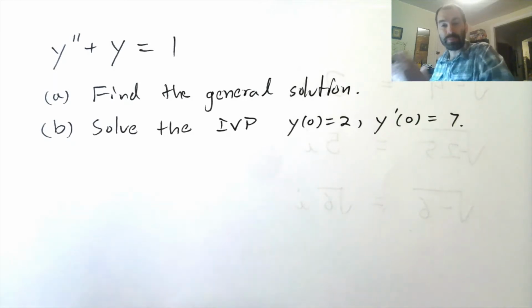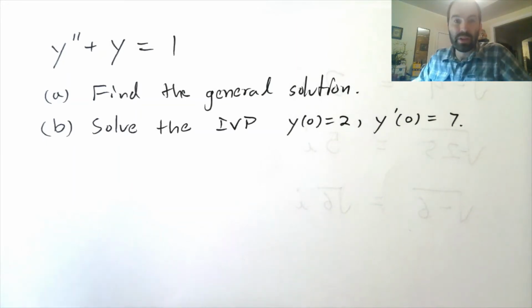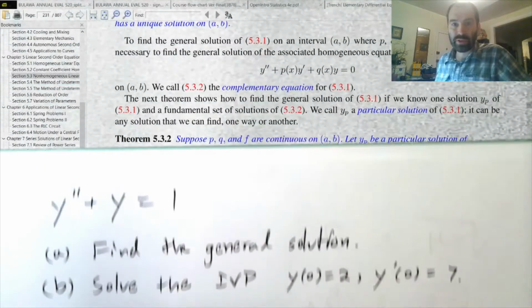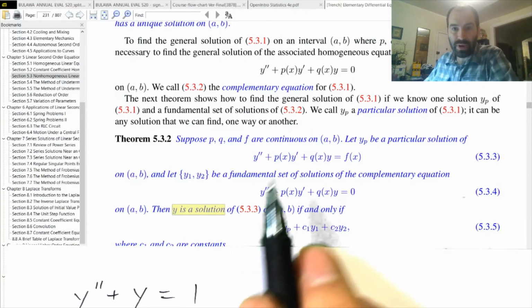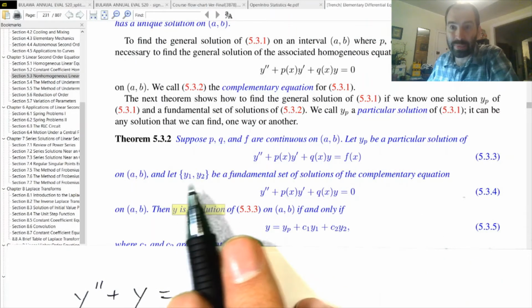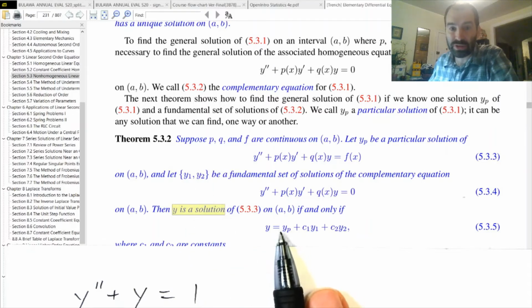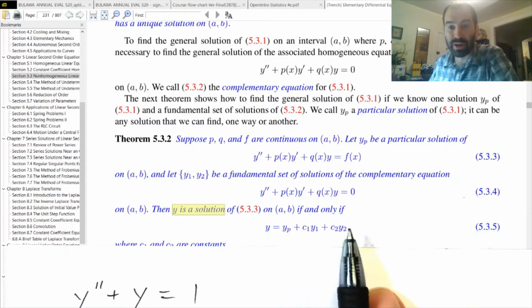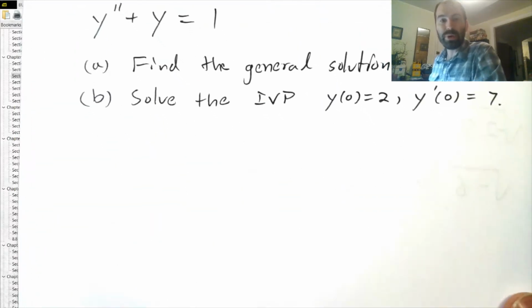Okay, so how do we get started? Well, what did the theorem tell us? The theorem told us that if we could find a particular solution, let's go look back at the theorem. If you can find a particular solution and two independent complementary solutions, then the most general solution looks like this. So this is what we're looking for. We're trying to find the particular solution, and then we'll try to find our complementary solution, and we'll just put them together like this. What's a particular solution?